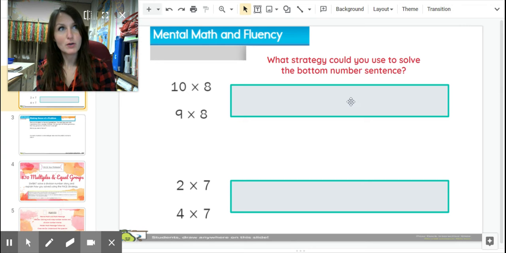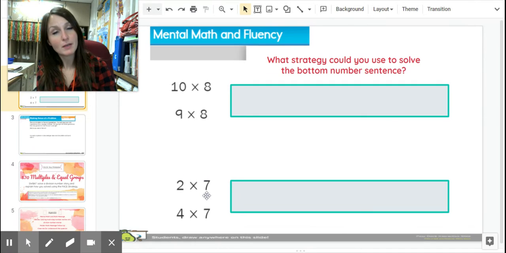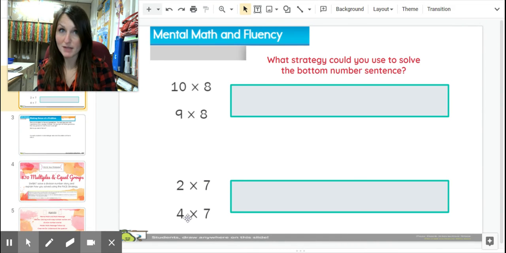So I want you to use one of your strategies, your helper fact strategies, to solve the bottom number. How could you use this helper fact 10 times 8 to help you solve 9 times 8? Same thing here. How could you use your helper fact of 2 times 7 to help you solve 4 times 7? So show your thinking and write down your answer.